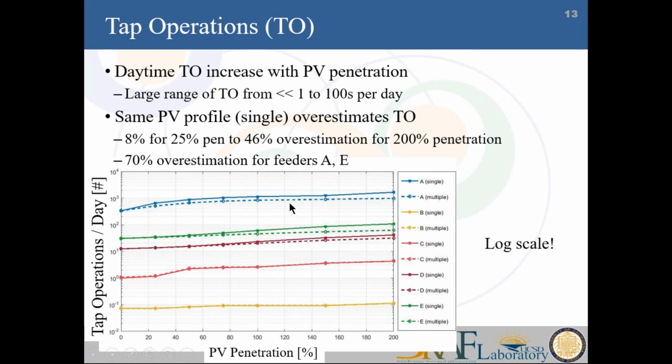And now let's focus on the dash versus the solid lines. Keep in mind this is a log scale here, so this distance looks pretty small, but actually it is several hundred operations for this feeder A here. And that basically shows you, if we used what is currently being done, which is you just take a single irradiance sensor or solar power system and you apply that same profile to all the different systems on the feeder, then you can have very large variations here.